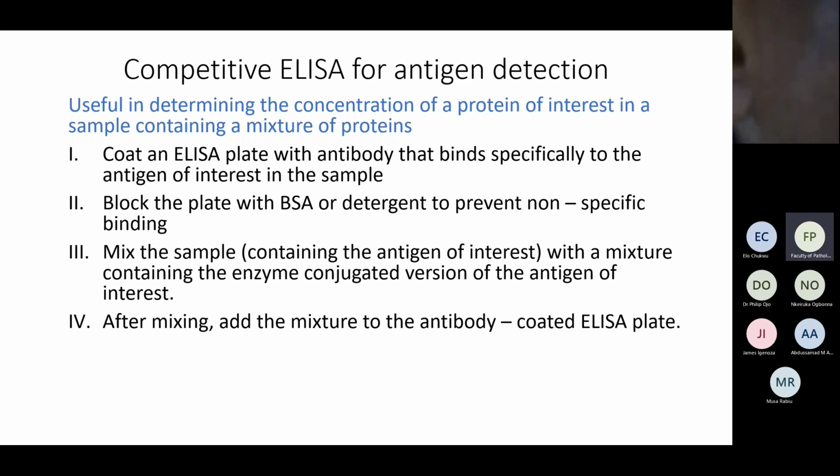So step number 3 is to get your sample which contains your mixture of proteins, including the protein of interest, and then you have another sample that contains only your antigen of interest, but conjugated to an enzyme. And then you mix these two samples. You get your sample that contains the mixture of antigens, and then another separate sample, prepared separately, containing only that antigen of interest, conjugated to an enzyme. You mix these two samples.